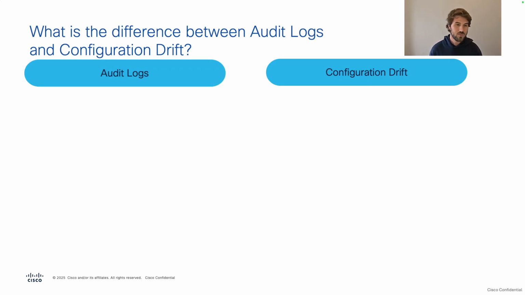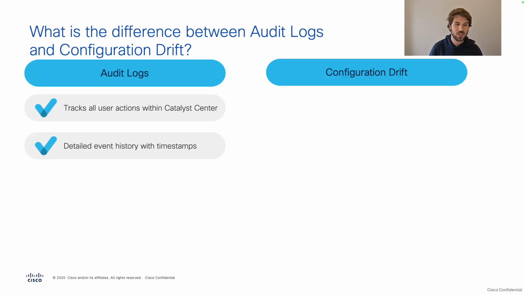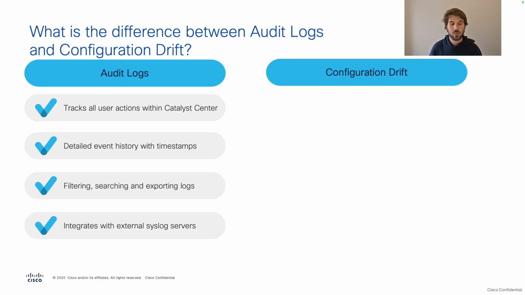Audit logs is not configuration drift. By this, what I want to say is audit log is more related to the actions performed in Catalyst Center. It will give you this detailed event history with timestamps. You will be able to filter and search and to integrate with external syslog servers.